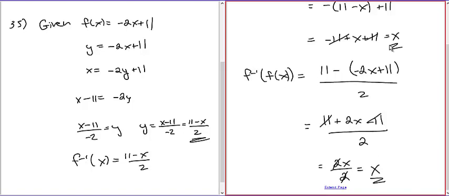Or if you were given those two functions, originally you could use that, g of f of x and f of g of x. If they end up both being x, then you know the two functions are inverses of each other.